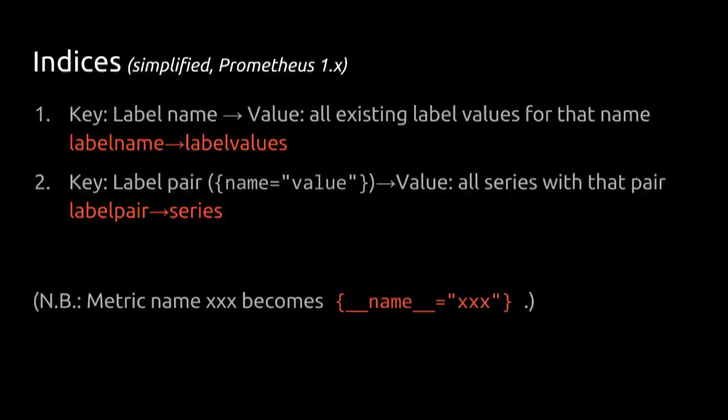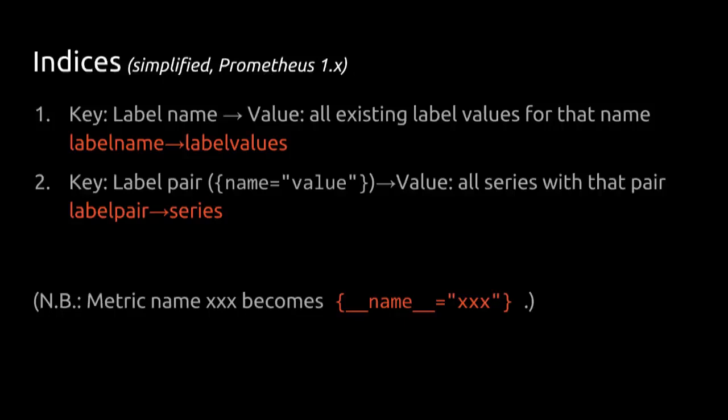Okay, indices. I wanted to explain them quickly because this is the stuff that has nothing to do with the raw storage data, but you need them, right? So we have slightly simplified, and also Prometheus 1.x. In Prometheus 2, it's all a bit different, just a bit, not completely different. So we have this one index where the key is a label name and the value is all the possible label values for that key.